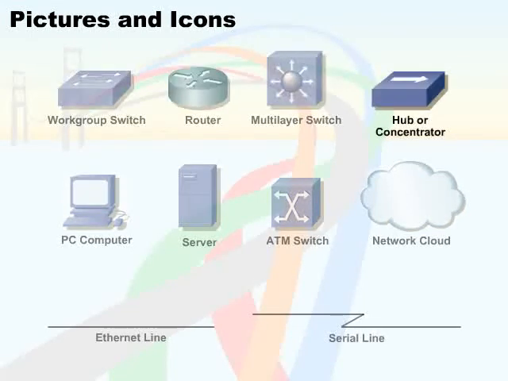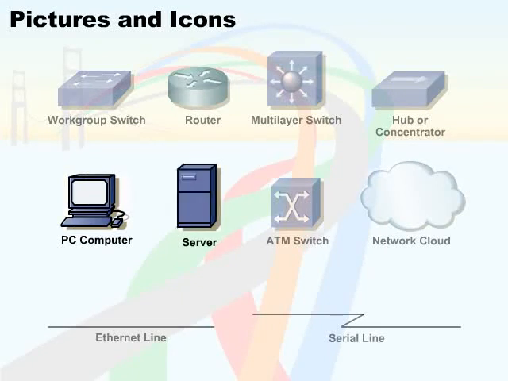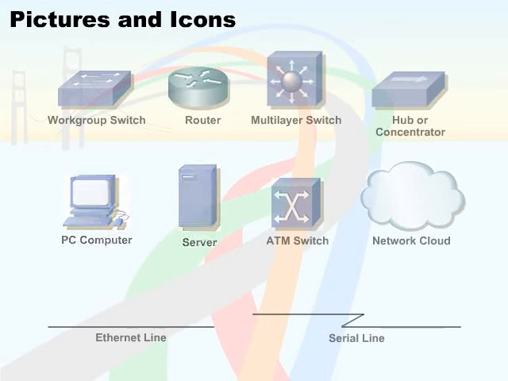In addition, the hub or concentrator is used to define a non-intelligent layer 1 device, but does not do anything special to the packet. It simply allows computers to connect via Ethernet. Of course, the PC and the server symbols will be used to represent a PC and a server, and when we utilize the asynchronous transfer mode, or ATM, as either a LAN or a WAN technology, we might see one of these switches being used.